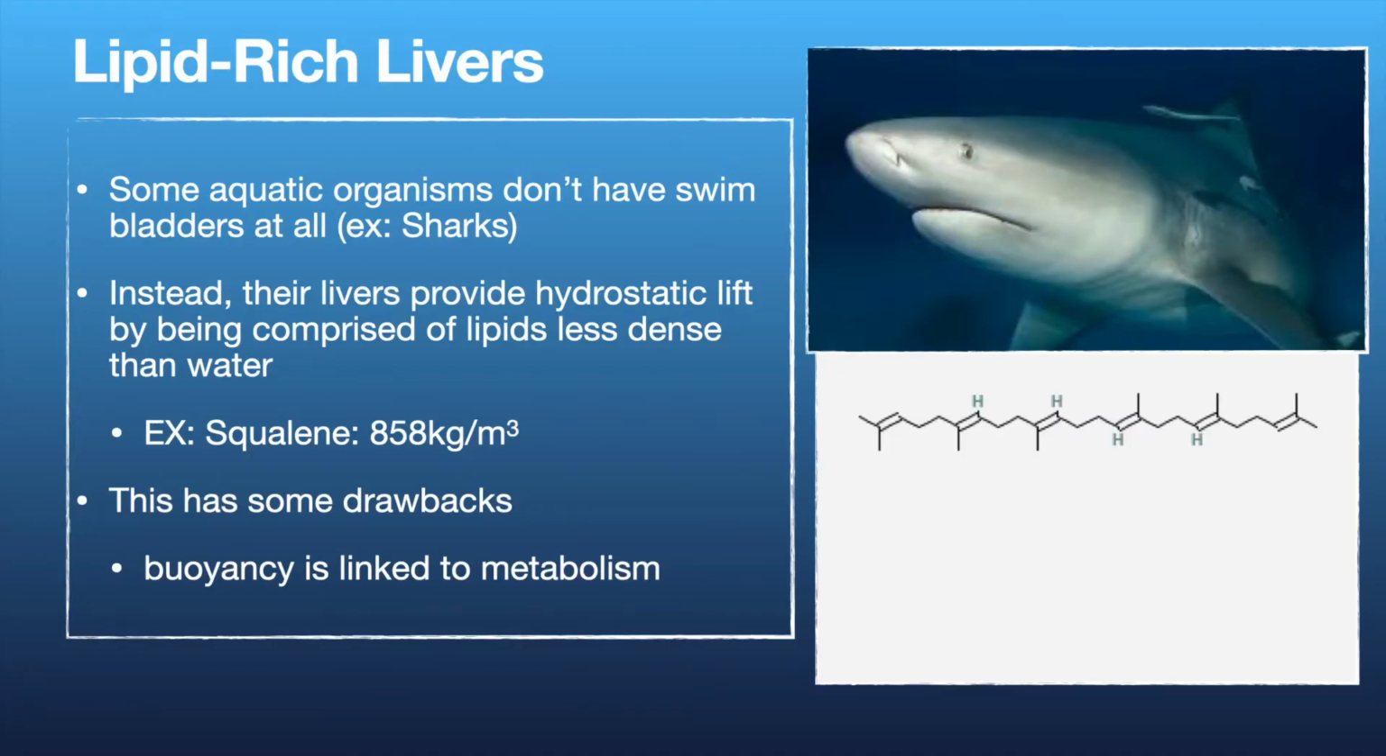Other aquatic organisms don't use swim bladders at all, like sharks, which have large lipid-rich livers that are comprised of lipids that have a lower density than water. This system has quite a few drawbacks, however. It's not as powerful as swim bladders, and also its buoyancy is linked to its metabolism, so if a shark needs to tap into its lipid stores, it reduces its ability to float.